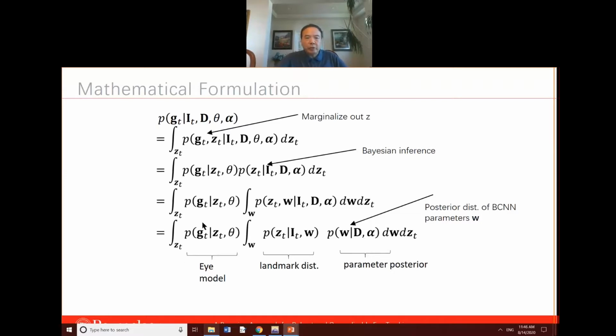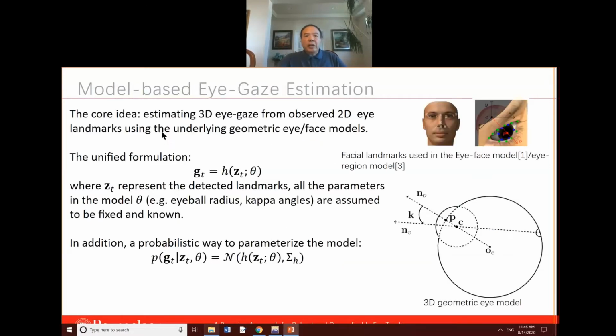First, let's start with this one. This one is basically the eye model. This probability is related to the geometric model-based eye tracking. So let's first look at the model-based eye tracking. As we said before, we first obtain the landmarks, the facial landmarks or eye landmarks. Once we have the landmarks, we can analytically compute the center of the eyeball and the center of the pupil in 3D. Then we connect them, and this gives us the optical axis. Then through a personal calibration, assuming we have the kappa angle, we will be able to convert the optical axis to the visual axis. So this visual axis is basically the line of sight.